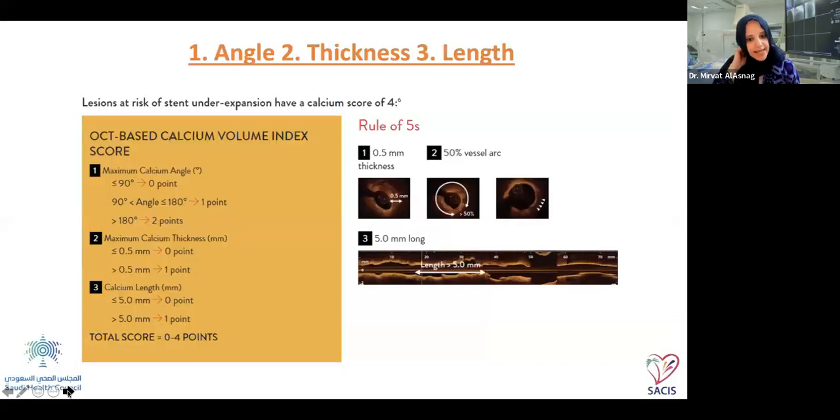So again, as I said, it's very important that you actually quantify the calcium. There are different scores, where you're going to look at the angle, the thickness, and the length. There's the general rule of 5: a thickness of more than 0.5, an arc that's more than 50%, and the length. So it's not enough to say that this is a very focal lesion in the vessel.